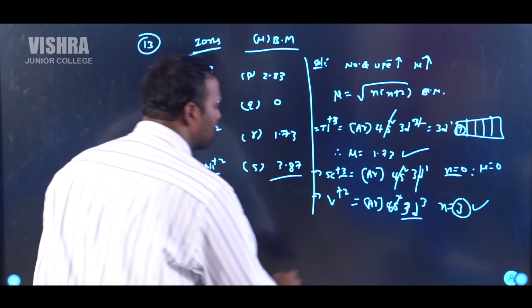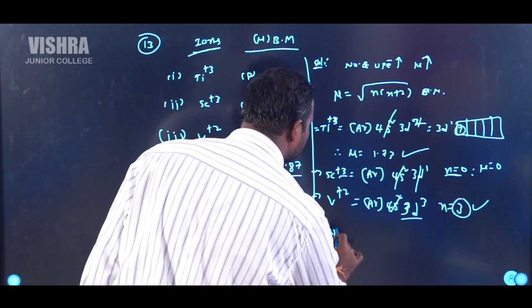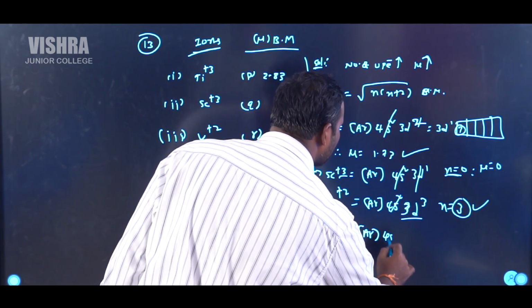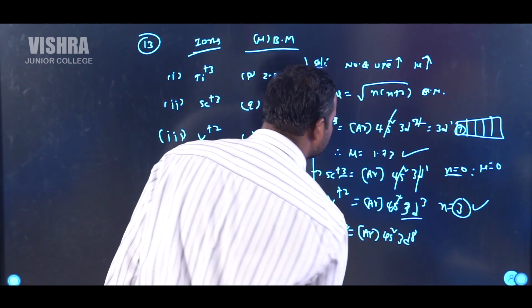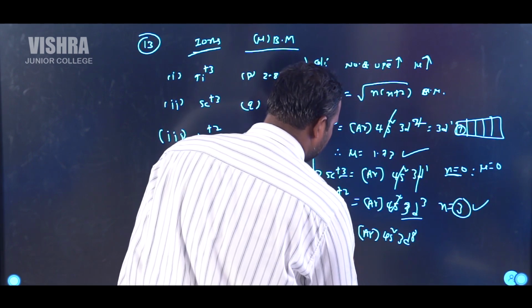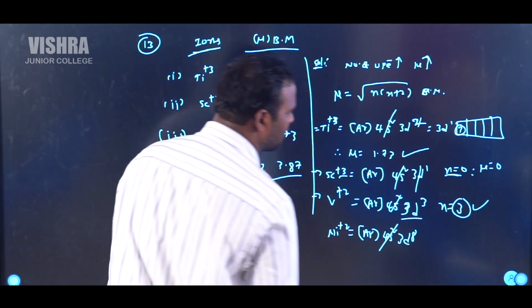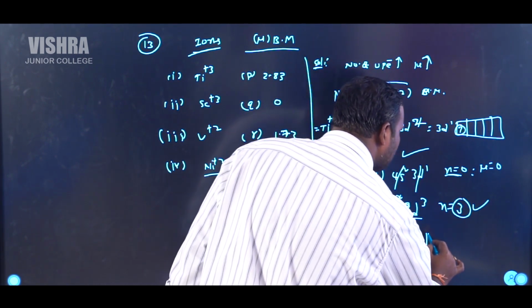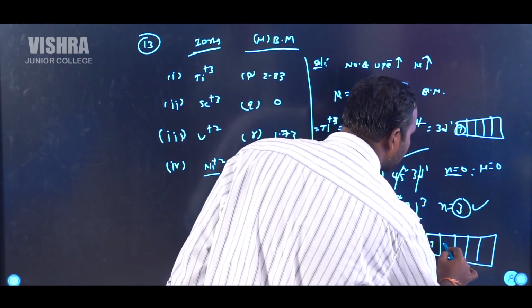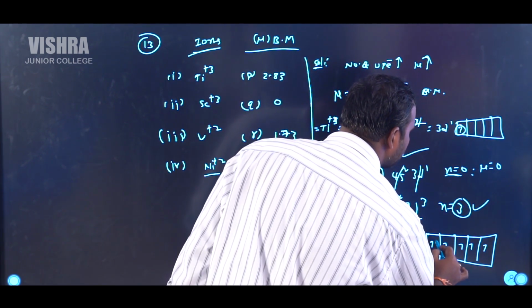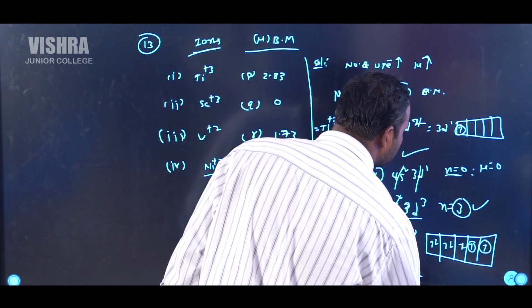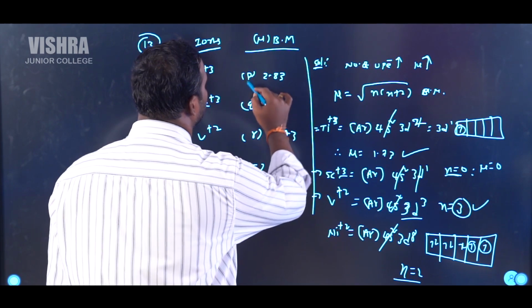Then nickel plus 2. What is the electronic configuration of nickel plus 2? Its electronic configuration is argon 4s2 3d8. The number of positive charges in this case is 2. Remove 2 electrons, then it becomes 3d8. The electronic configuration of 3d8 is like this: 1, 2, 3, 4, 5, 6, 7, 8. The number of unpaired electrons in this case is 2. n equal to 2 means the magnetic moment is 2.83.